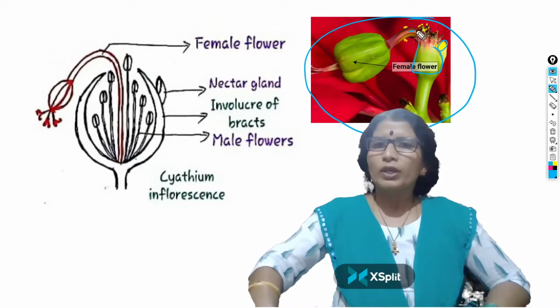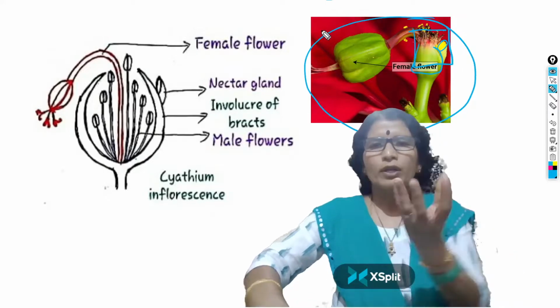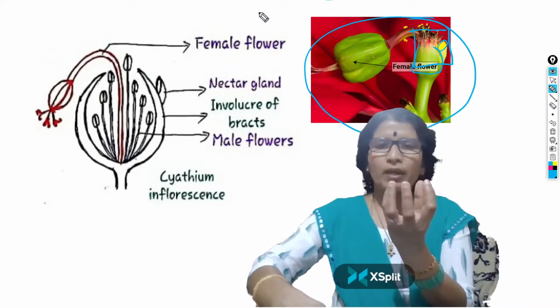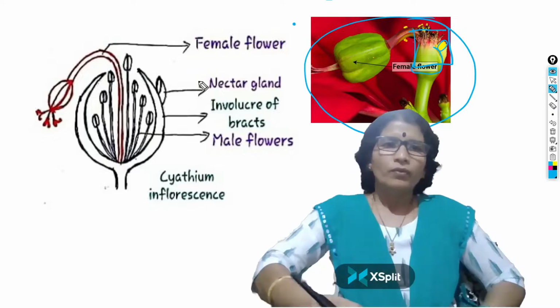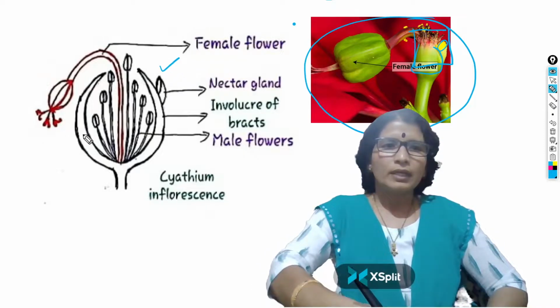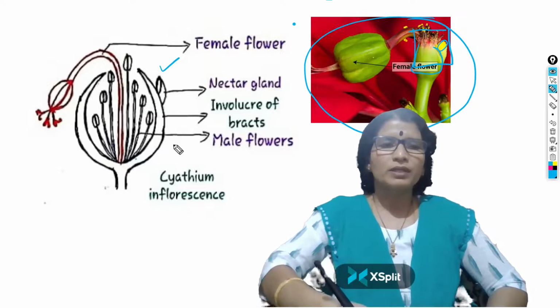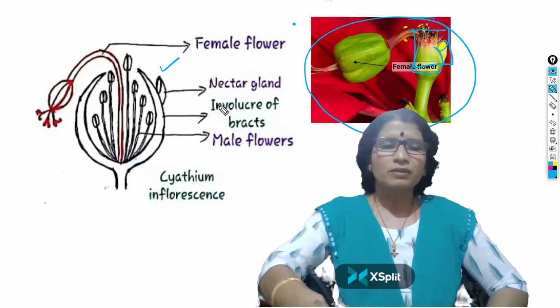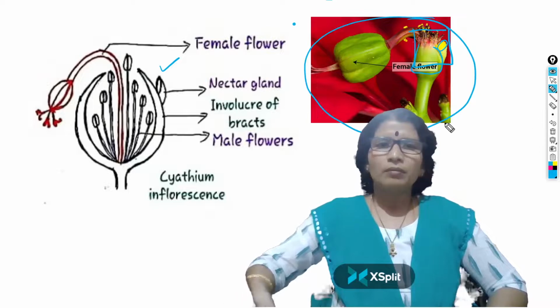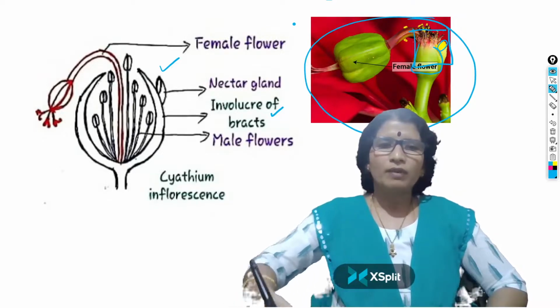When we take the longitudinal section like this, here longitudinal section means it is a cup-like structure, cut in a longitudinal way. The appearance is like this. So here is a deep cup-like structure. Inside the cup you can see one single female flower and a number of male flowers. And here the nectar gland is also present. What male and female flowers are, one by one I will explain in detail. And the involucre of bracts also I will explain.